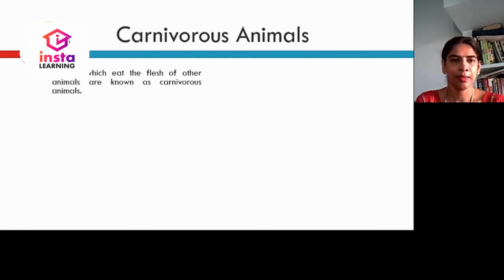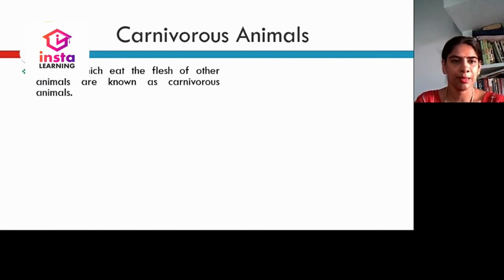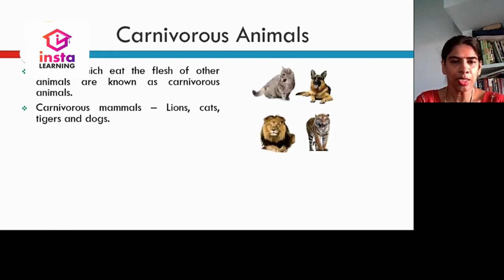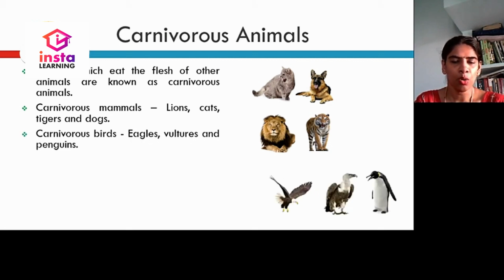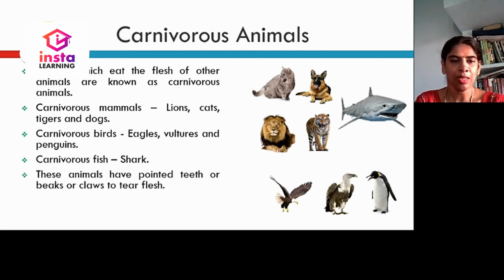Carnivorous animals. Animals which eat the flesh of other animals are known as carnivorous animals. Carnivorous mammals include lions, cats, tigers, and dogs. Carnivorous birds include eagles, vultures, and penguins. Carnivorous fish is a shark. These animals have pointed teeth or beaks or claws which help them to tear the flesh. Penguins dive into the cold sea and catch the fishes.